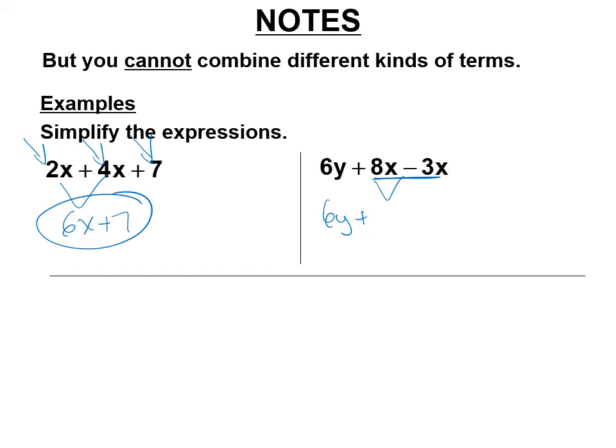So the only thing that can be combined here, normally, right, you would do order of operations, but you can't add those because they're not like terms, right? So you do 8x minus 3x, which is 5x.